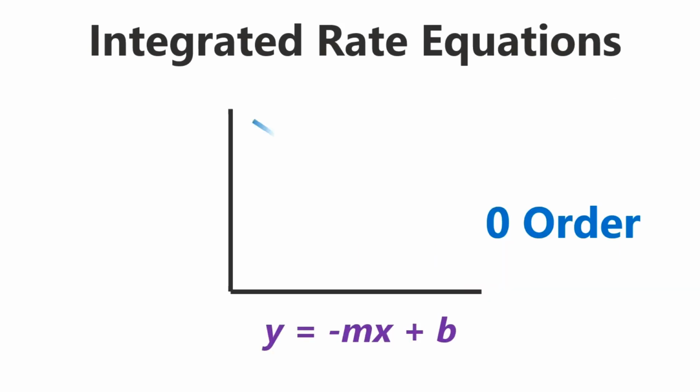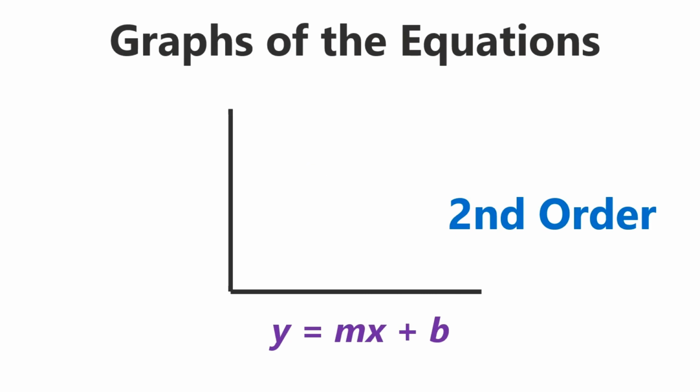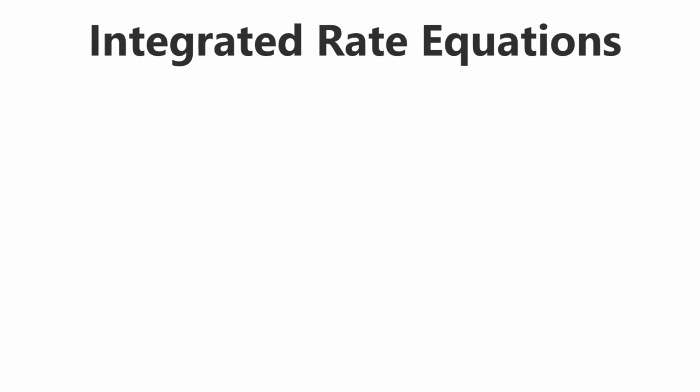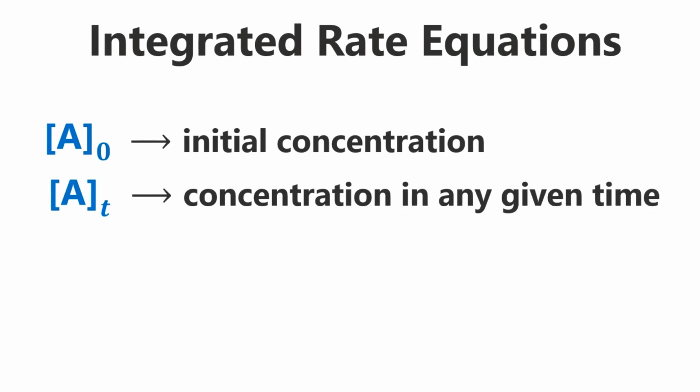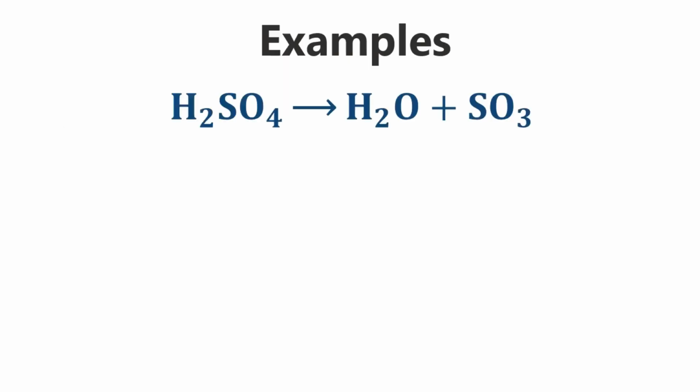The zero order is slanted to the right downwards, as well as the first order. The second is slanted to the right upwards. This is why k is positive, hence it shows a positive slope. Let's define the variables. A0 is the initial concentration. At is the concentration at any given time. k is the rate constant and t is the time.